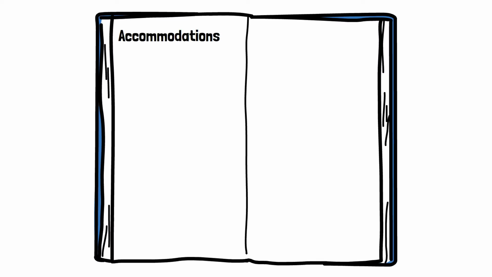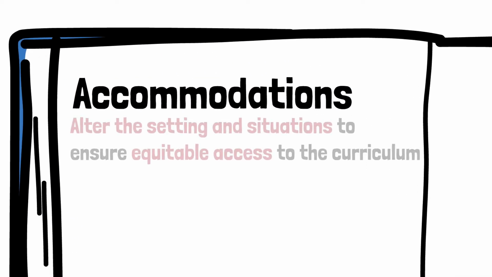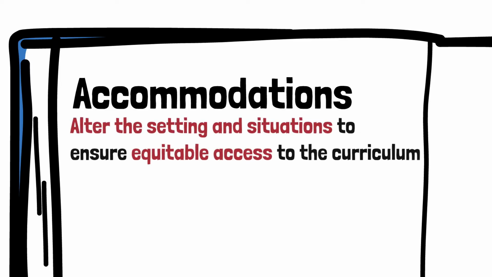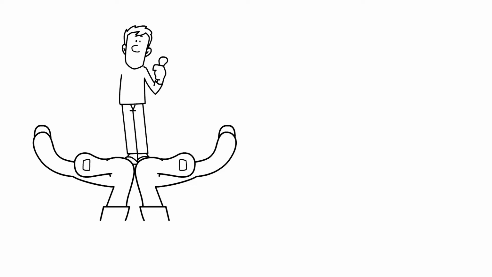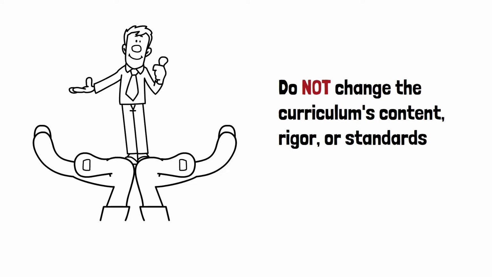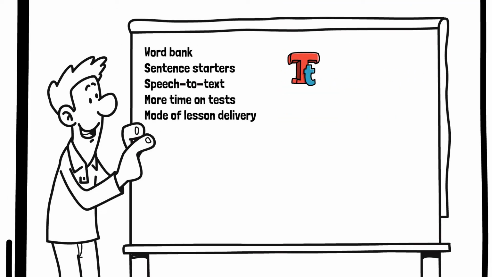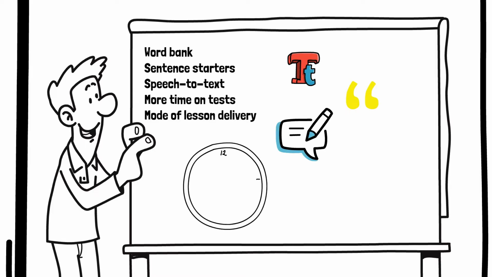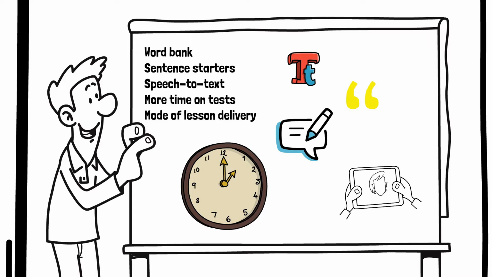Accommodations support student access to instructional content by altering the setting and situations to allow special population students equitable access to the curriculum. Accommodations provide the support needed to master the learning objectives, but they do not change the curriculum's content, rigor, or standards. Examples of accommodations include providing a word bank, providing sentence starters, allowing speech to text, allowing for more time on tests, and changing the mode of lesson delivery.